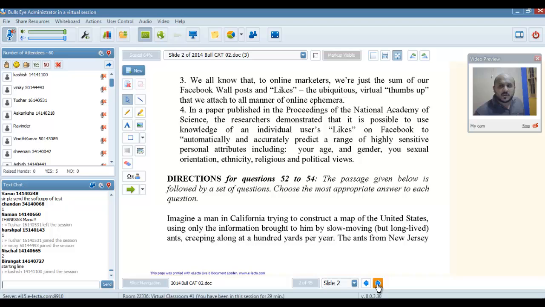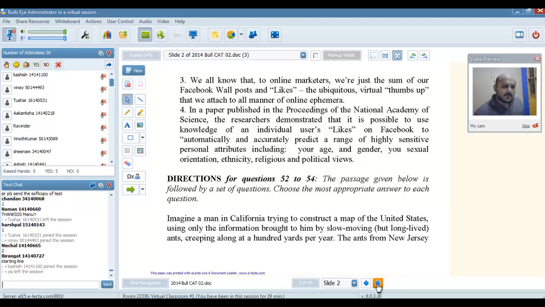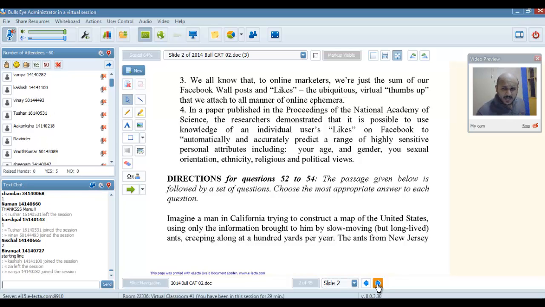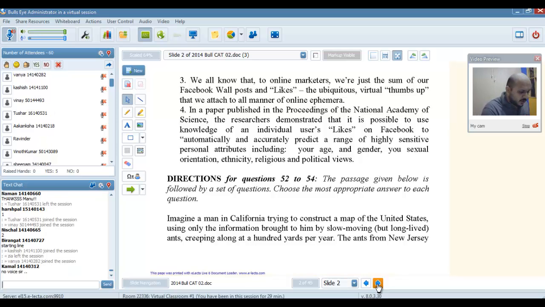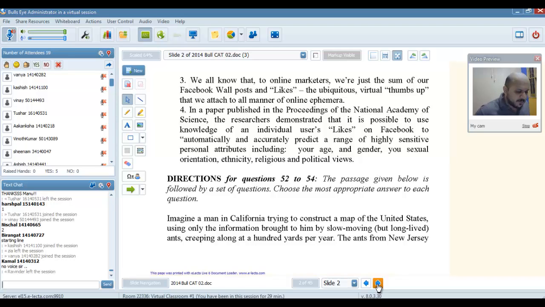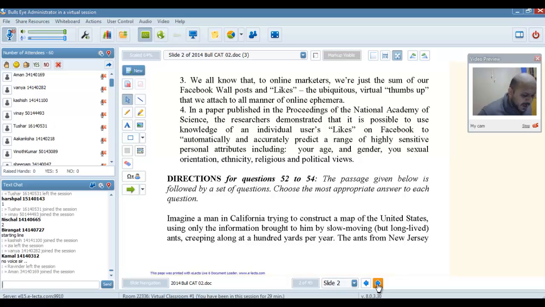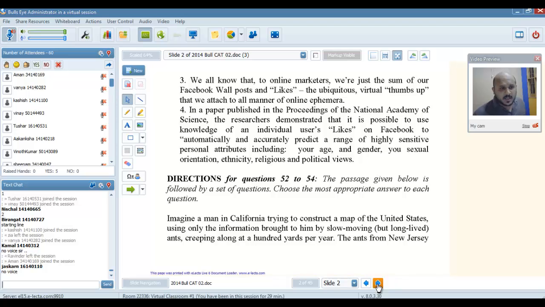But if you think closely about it, what are we discussing exactly? What is being discussed in this paragraph? Read statement number 3 very closely. We all know that to online marketers, we are just the sum of our Facebook wall posts and likes, the ubiquitous virtual thumbs up that we attach to all manner of online ephemera. Okay?